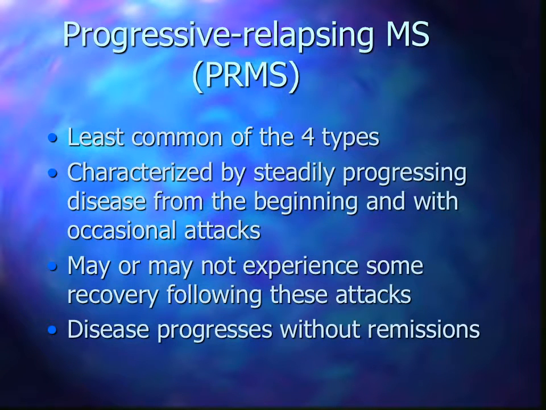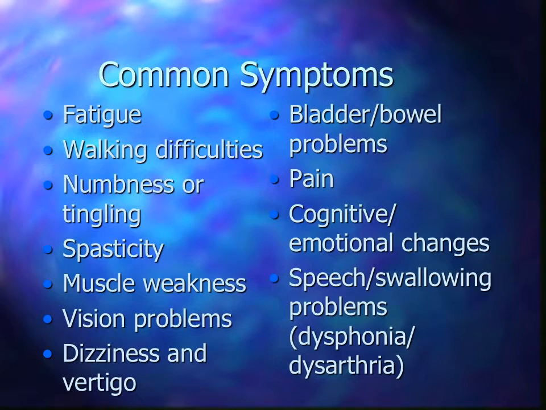Progressive relapsing MS is the least common of the 4 types, and what happens is that they will steadily progress with degeneration from the beginning with occasional attacks. So unlike the other ones who may or may not have attacks, with progressive relapsing you will definitely have attacks, but without remissions.